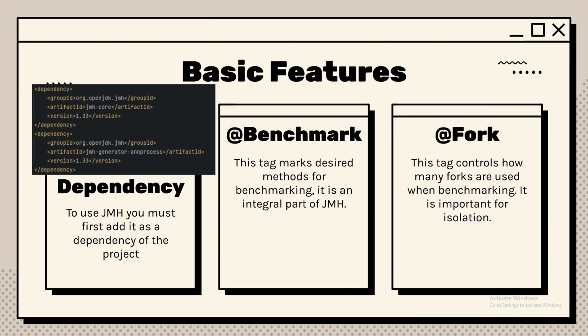Next up, we have benchmark. So this tag marks the desired methods for benchmarking, and it's an integral part of JMH. Thirdly, we have fork. This tag controls how many forks are used when benchmarking. It is important for isolation.